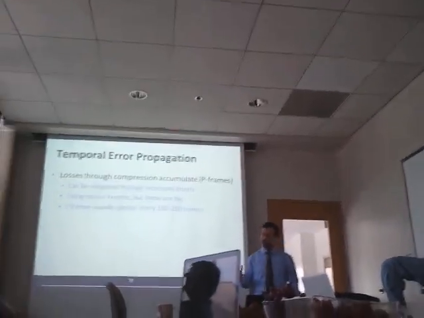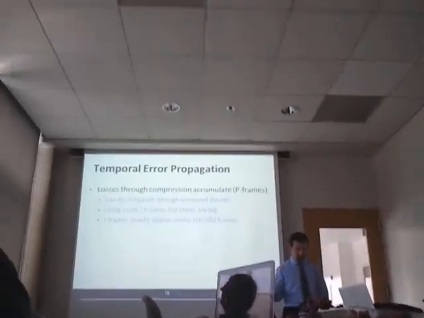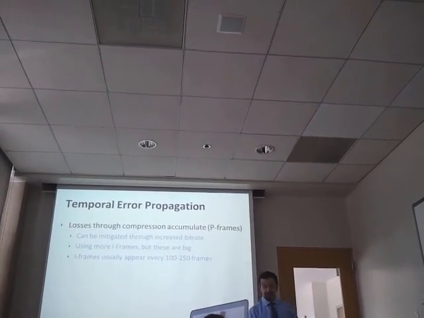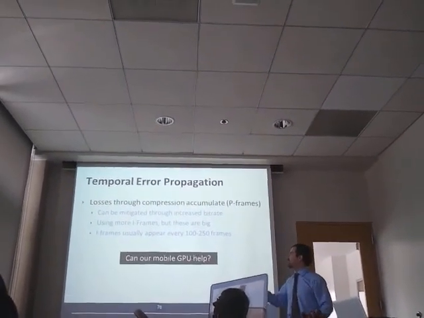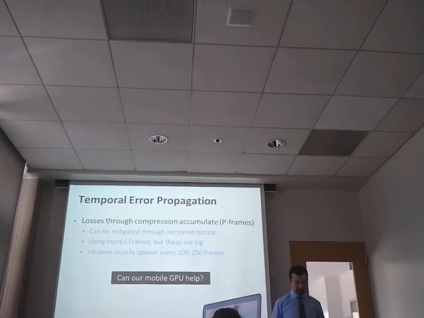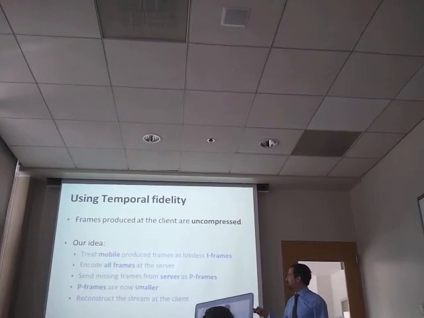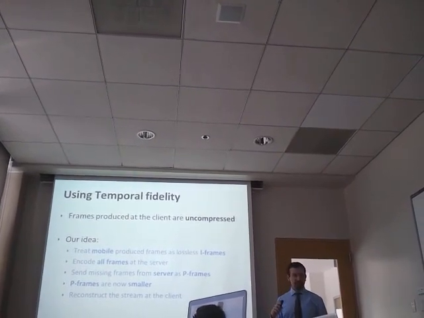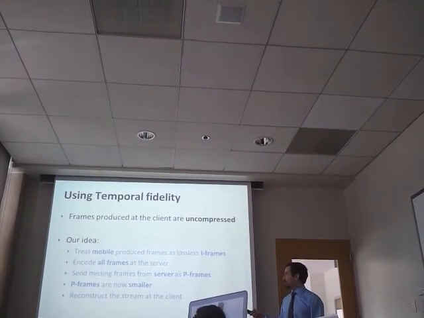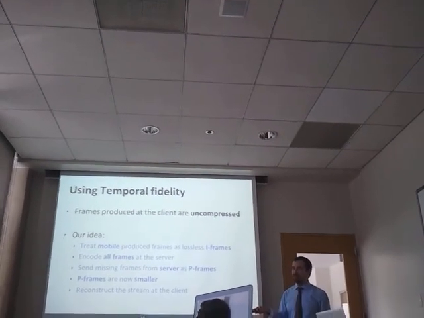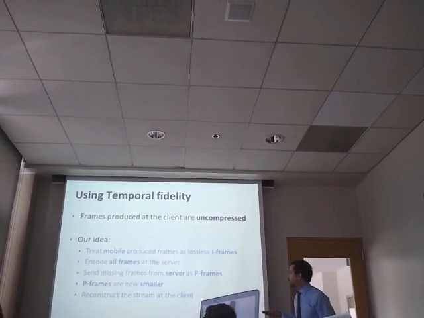And the other thing you can do is insert more I-frames, but these are big. They appear only every 50 to 100 frames. But there is something we can actually do to get the best of these without using any more bandwidth. What if we use the mobile frames as completely lossless I-frames? We will encode all the frames in the server, and the frames that the mobile can render, we will encode them as I-frames, so the streams match.